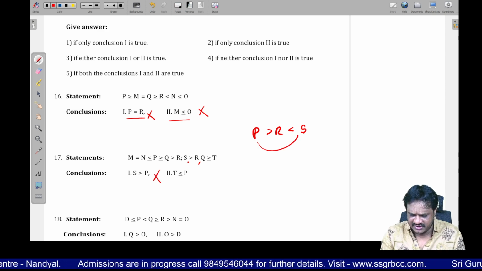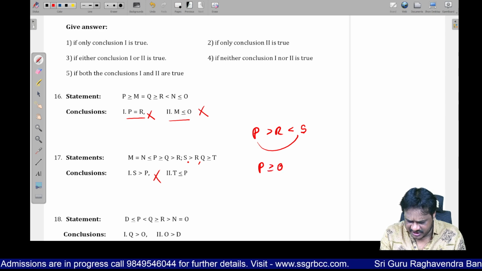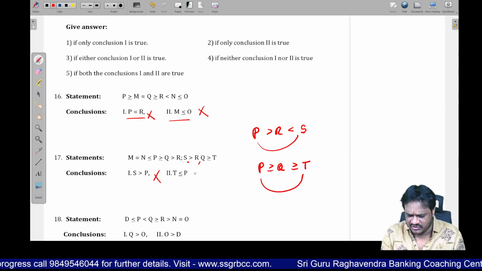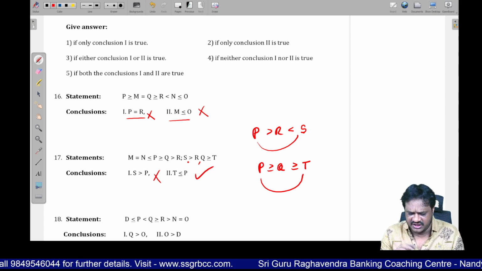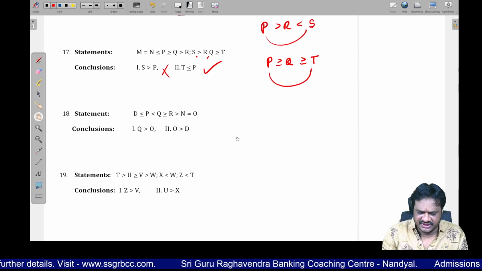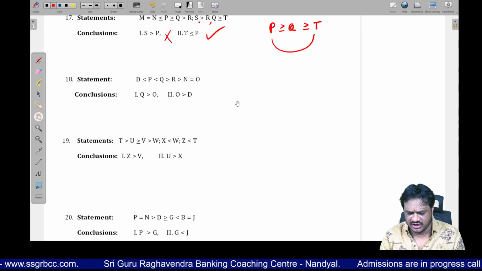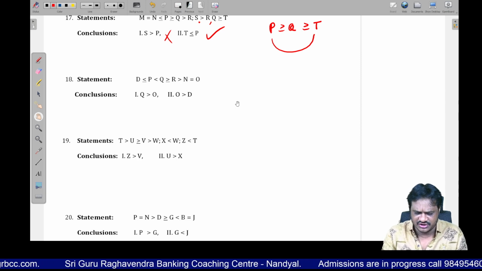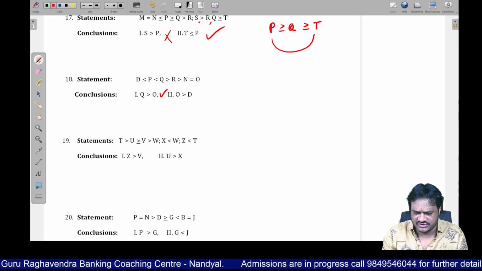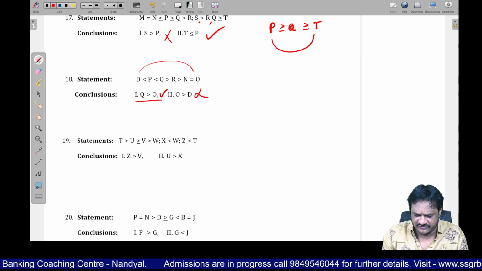The second one, T less than or equal to P. P greater than or equal to Q, Q greater than or equal to T. Therefore, P greater than or equal to T or T less than or equal to P definitely follows. Next one. D less than or equal to P, P less than Q, Q greater than or equal to R greater than N, N is equal to O. Now, Q greater than O definitely follows. O greater than D, D to O there is no common symbol, only one follows.